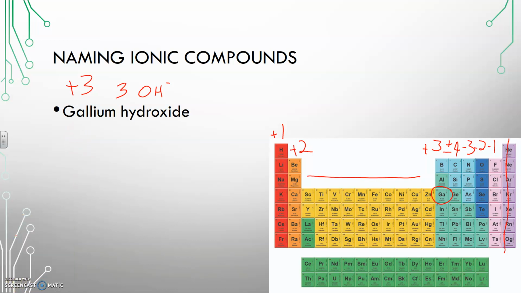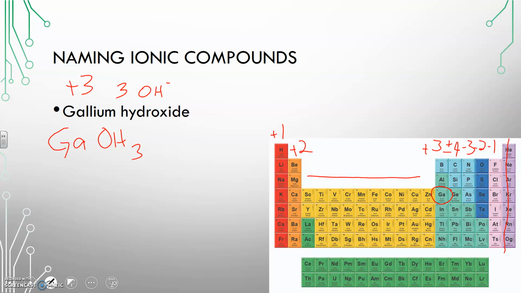Here we go. All right, so Ga, and then we have hydroxide. Now, if you just write it like that, that is wrong. Because what you're telling me in this is that you have 1 gallium, 1 oxygen, and 3 hydrogens. So this is ignoring the fact that the O and the H are a polyatomic ion.